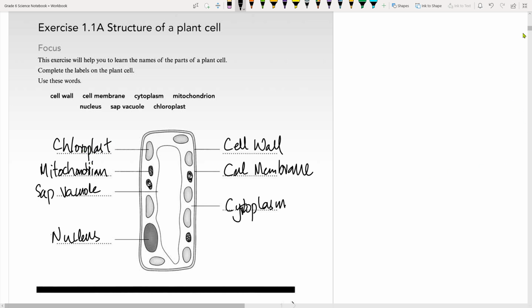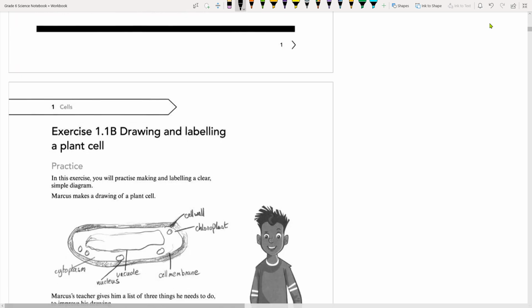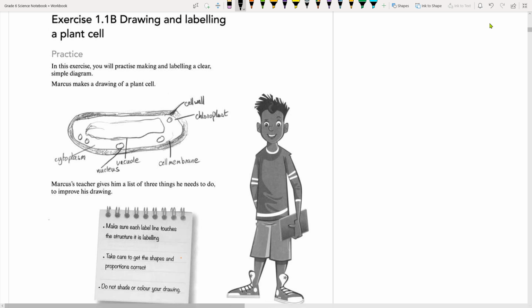Okay, this was very fairly easy. It was drawn in the book, and also these were there. The hints were already there, so you just had to solve it a little bit, right? Okay, next question. In this exercise, you will practice making and labeling a clear, simple diagram. Marcus makes a drawing of a plant cell, right? This is what Marcus has drawn. Marcus' teacher gives him a list of 3 things that he needs to do to improve his drawing, right?